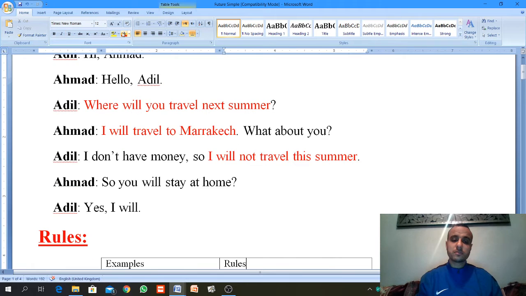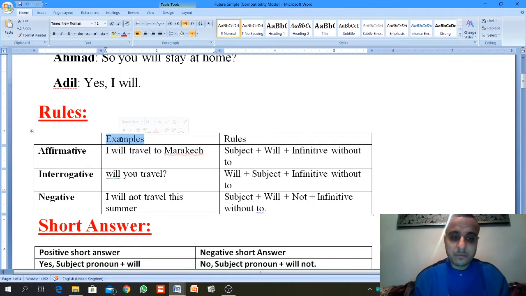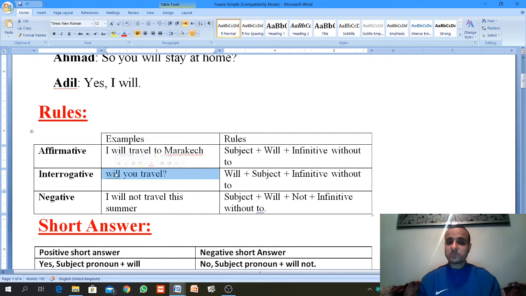Now let's go to the rules. The rules. So the affirmative, the interrogative, and the negative, and we have the examples for every form. For the affirmative, I will travel to Marrakesh. For the interrogative, will you travel? In the text we have where will you travel? To make it simple, I only put will you travel. For the negative, I will not travel this summer.